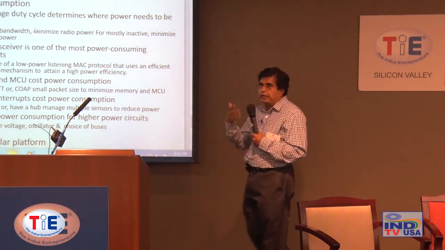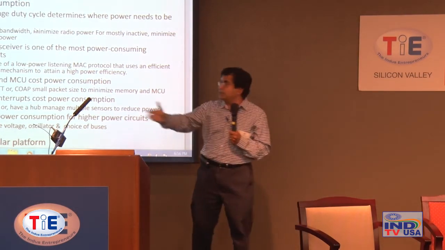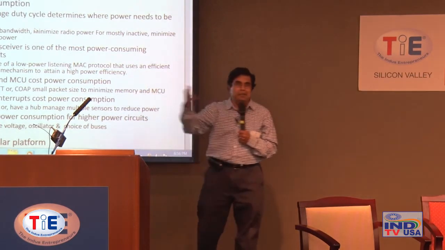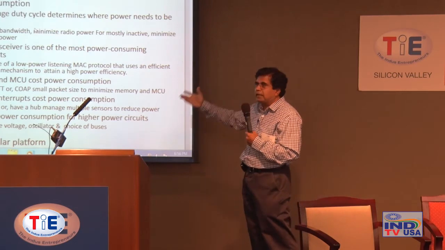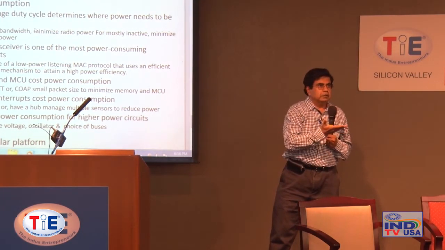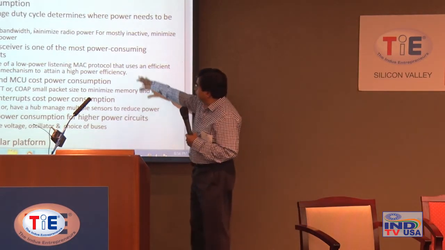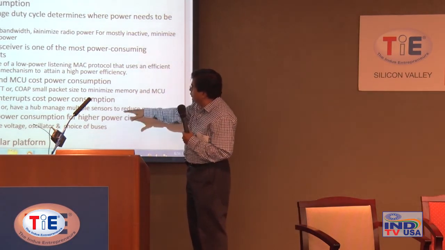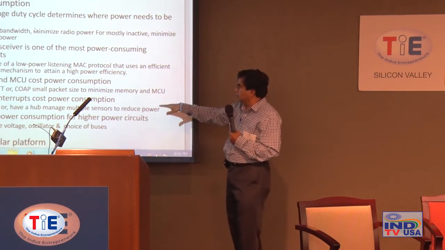So if it is very high bandwidth, then who is the culprit? Then the Wi-Fi is the culprit, right? We need to minimize the radio. But if it is mostly inactive, sleeping, then the overall standby power needs to be optimized. So again, this is talking about the radio transceiver, and then the memory and MCU also cost power consumption.